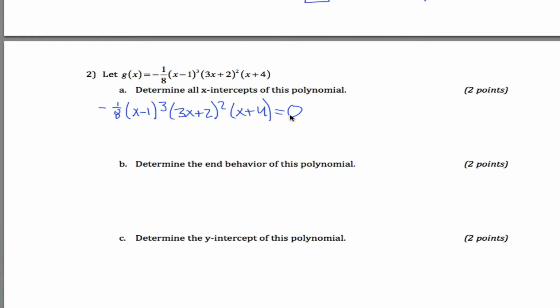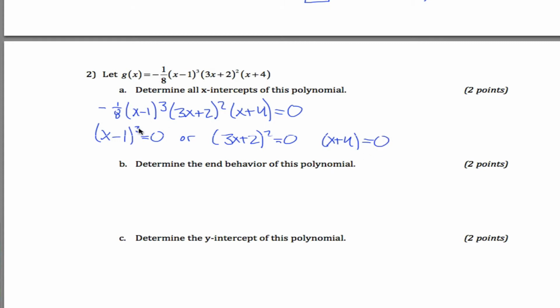And when I multiply those 4 things together, I get 0. And this nice property of multiplication and 0 says that the only way you can multiply together numbers and get 0 is if one of those numbers is 0. So either this thing here is 0, this here is 0, this here is 0, or I guess this here is 0. But this isn't 0, this is -1/8. So I don't have to worry about that, but this might be 0. I have to figure out when x minus 1 cubed equals 0, or maybe 3x plus 2 squared equals 0, or x plus 4 equals 0.